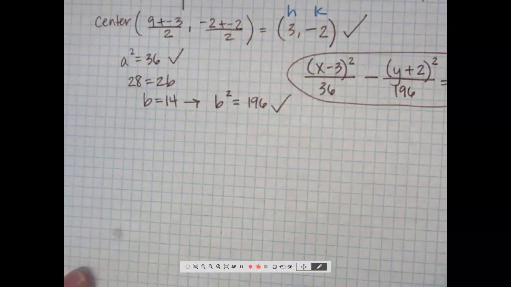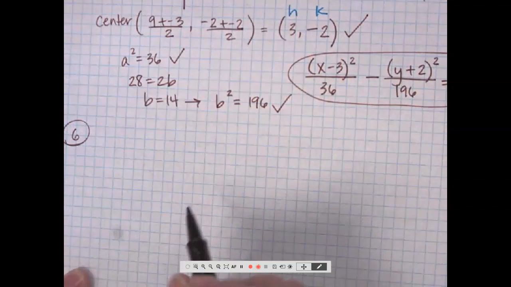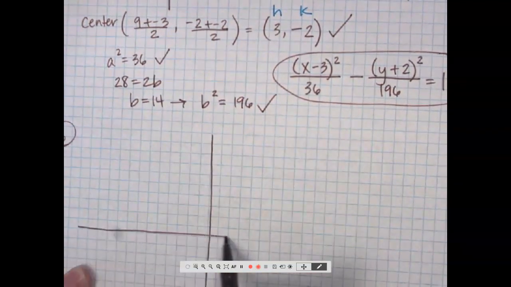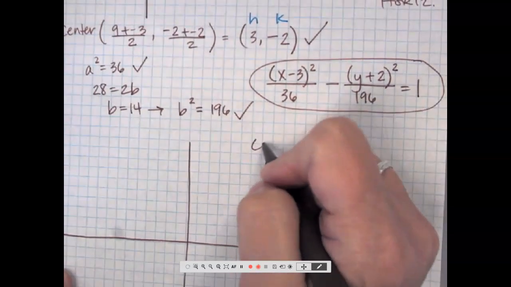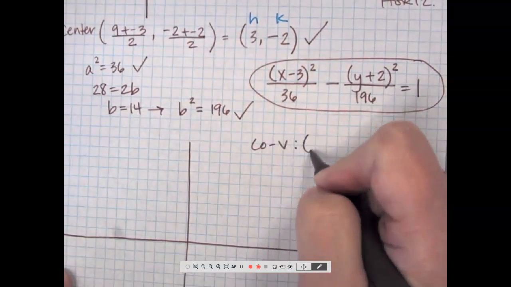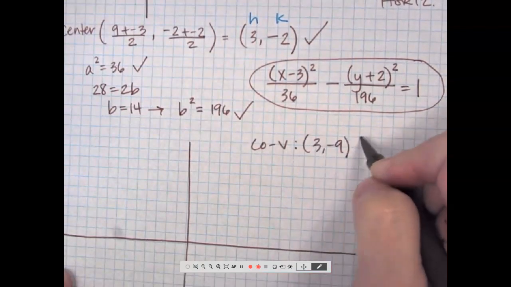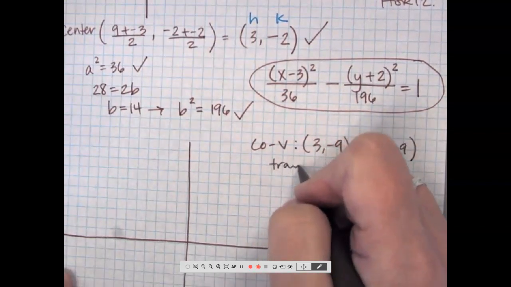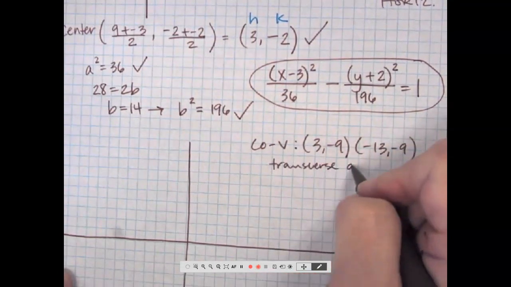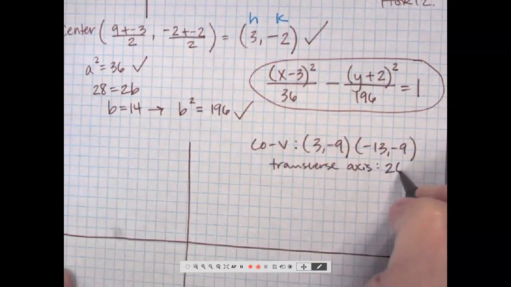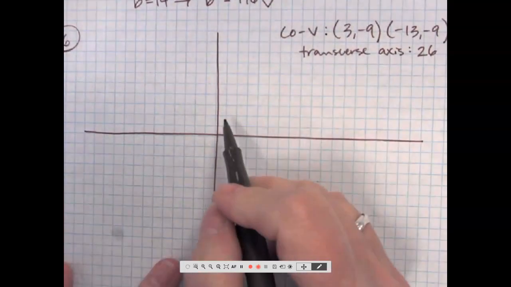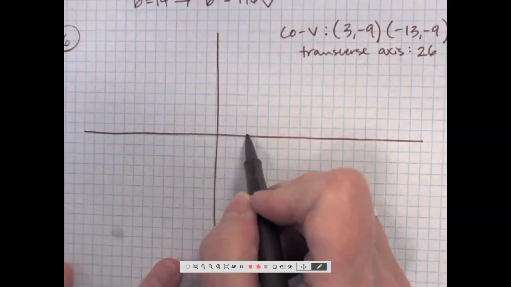Okay, so let's graph this, or at least do a little rough sketch just so you can get a visual of what's going on. My covertices are 3, negative 9, and negative 13, negative 9, transverse axis has length 26. Okay, so that's the given information. All right, 3, negative 9. 1, 2, 3.